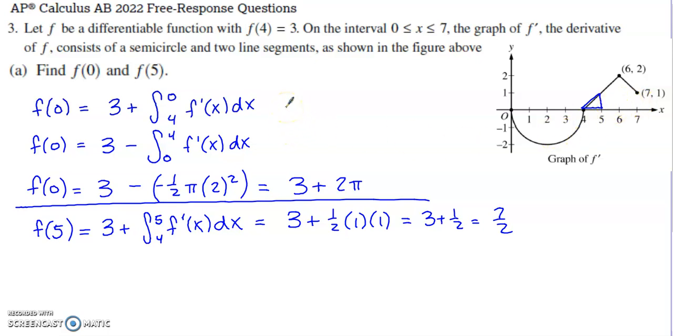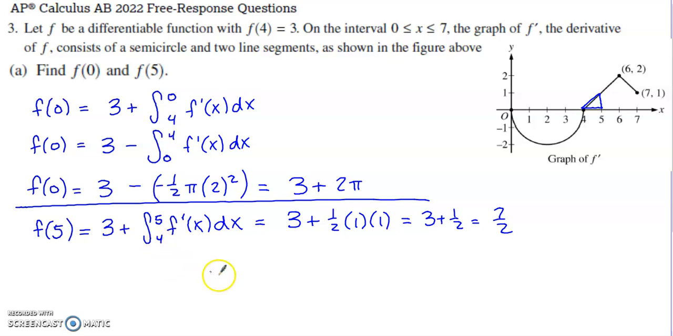We want to find f of 0 and we want to find f of 5. I actually think f of 5 is easier to determine, so why don't we talk about that first. So this bottom calculation here, I know that my function value at x equals 4 is 3. I would like to find my function value at x equals 5.